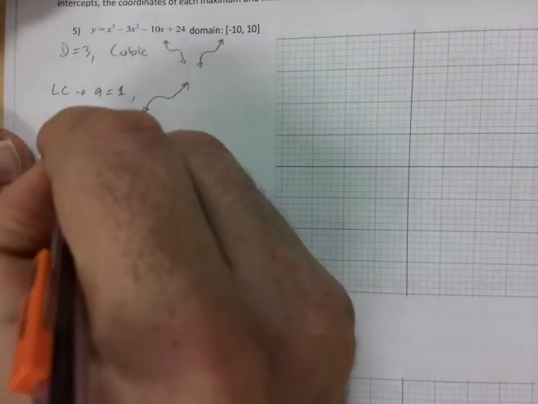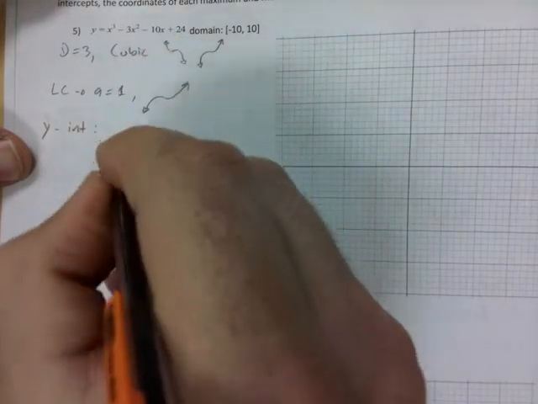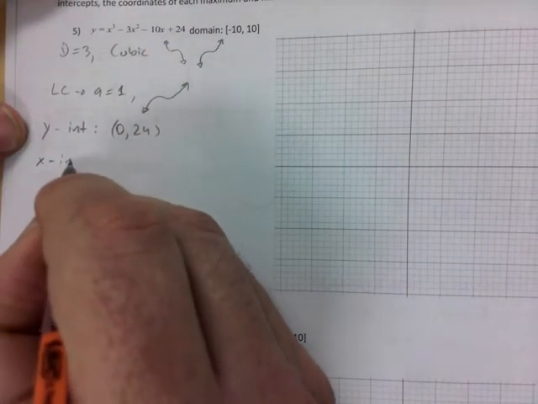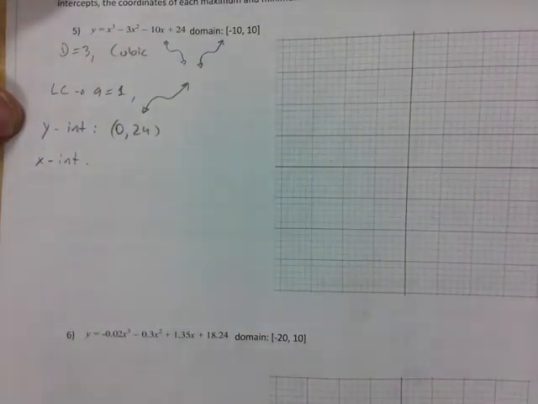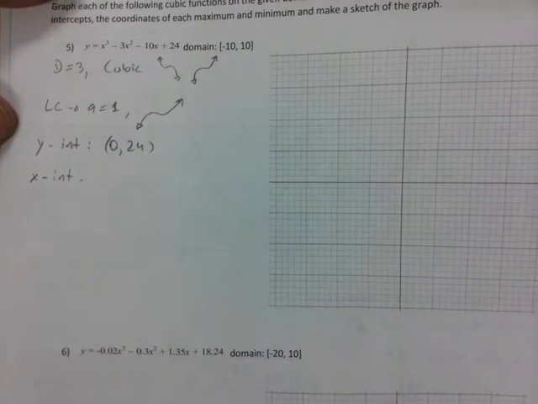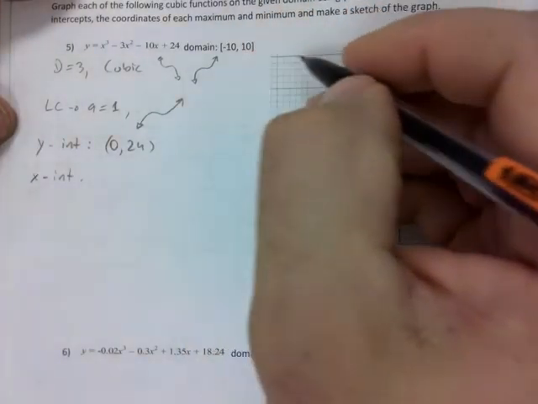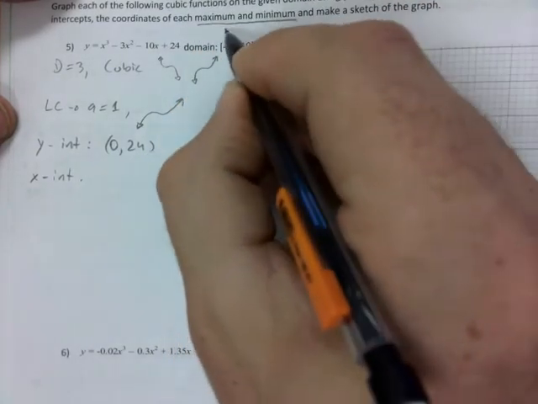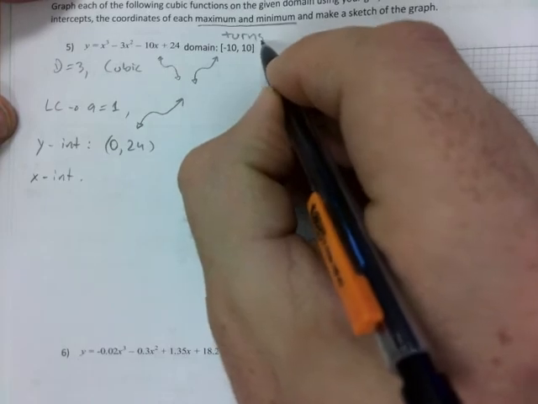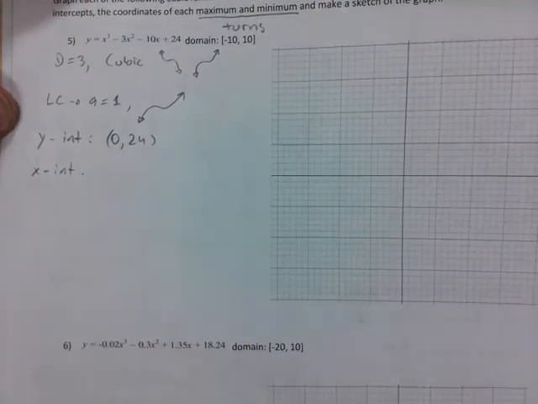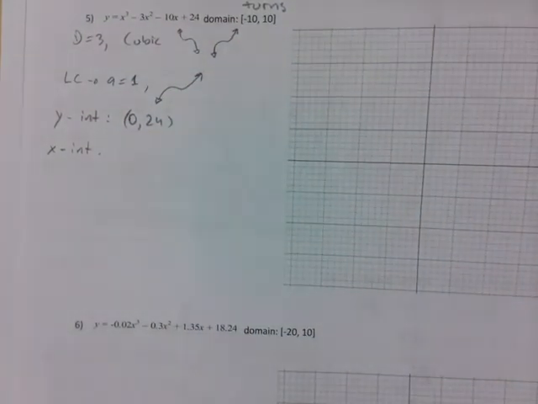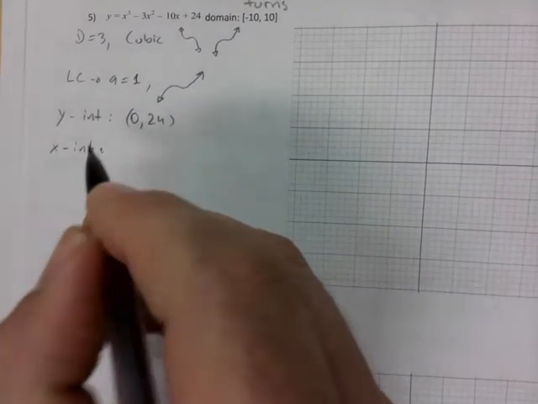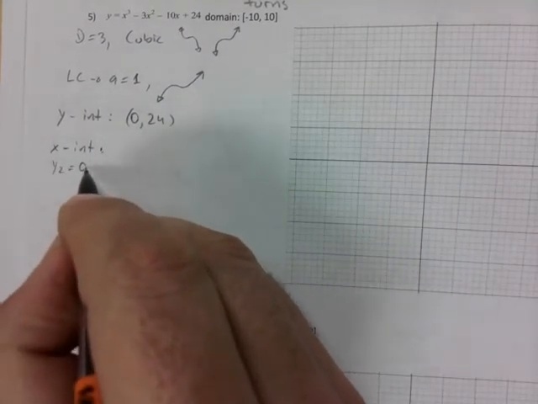The y-intercept, same as before, it's 0, 24. Let's look at any x-intercepts and any turns. This will definitely have turns. Each maximum, minimum, these are the turns that it's asking for, right? So we're going to have to figure those out. There could be 0 or 2. And so let's go ahead and do the same as before.